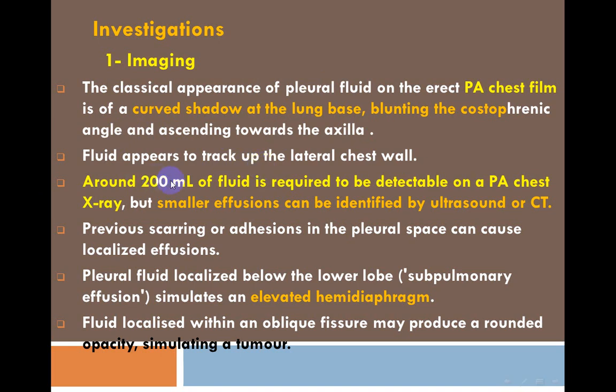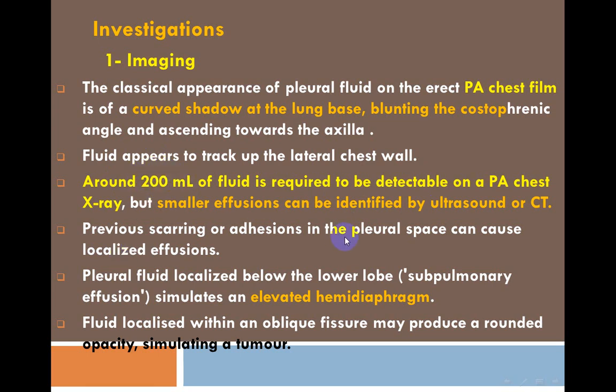And how much pleural effusion needs to be present to appear on the chest X-ray? Around 200 ml of fluid is required to be detected on a PA chest X-ray. But smaller effusions can be identified by ultrasound or CT scan, even below 50 cc. So if anybody asks you how much pleural effusion can be detected by PA chest X-ray, you have to answer them: the amount is about 200 ml.